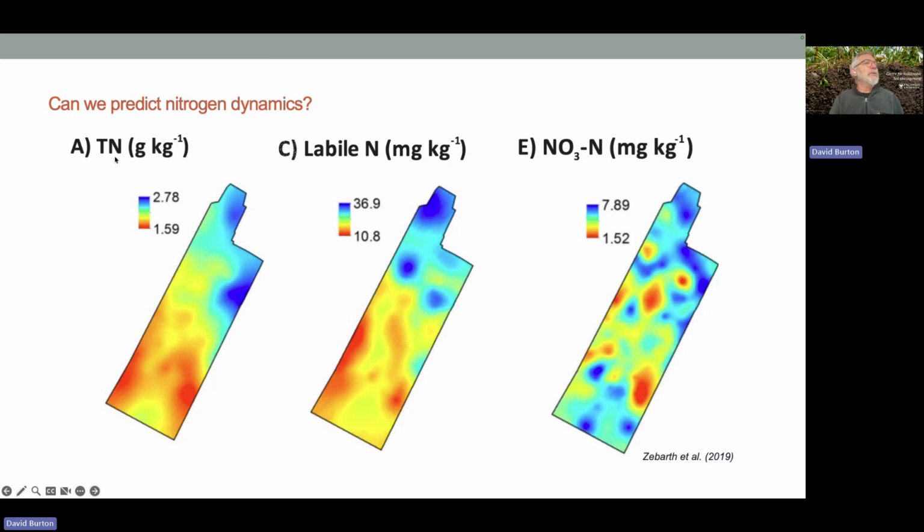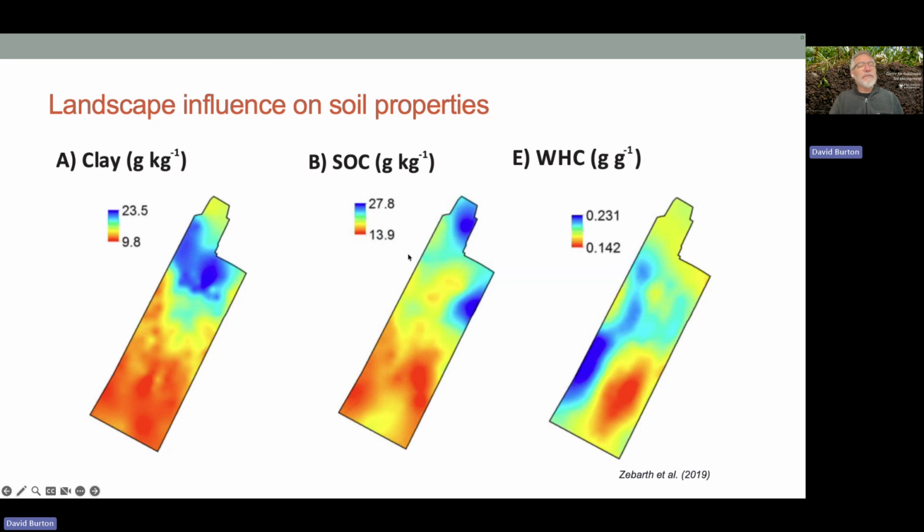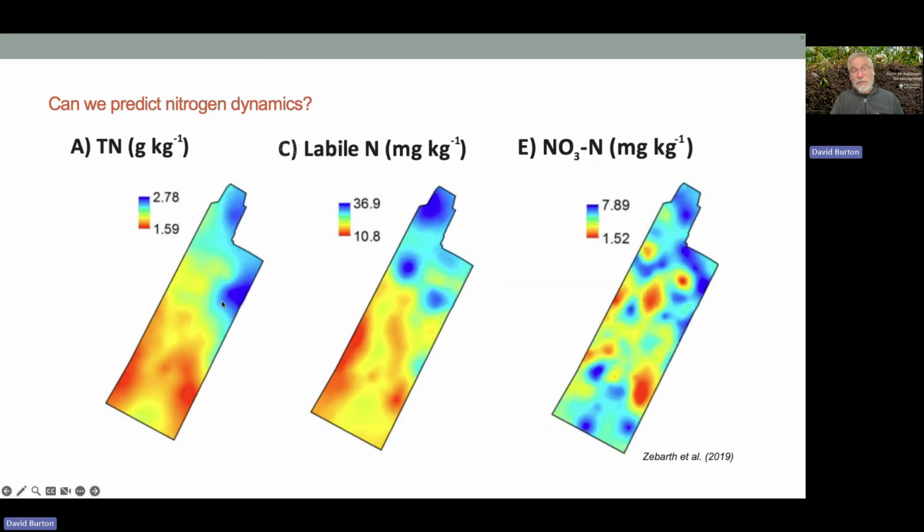Again, from that same study, total nitrogen very much mimics where the organic matter was found, because most of that total nitrogen is associated with organic matter. The labile nitrogen is again somewhat in a similar region, and the nitrate concentration in the same region. But again, we've got some spots where we have higher nitrate accumulation in other parts of the landscape. So we need to measure to understand.